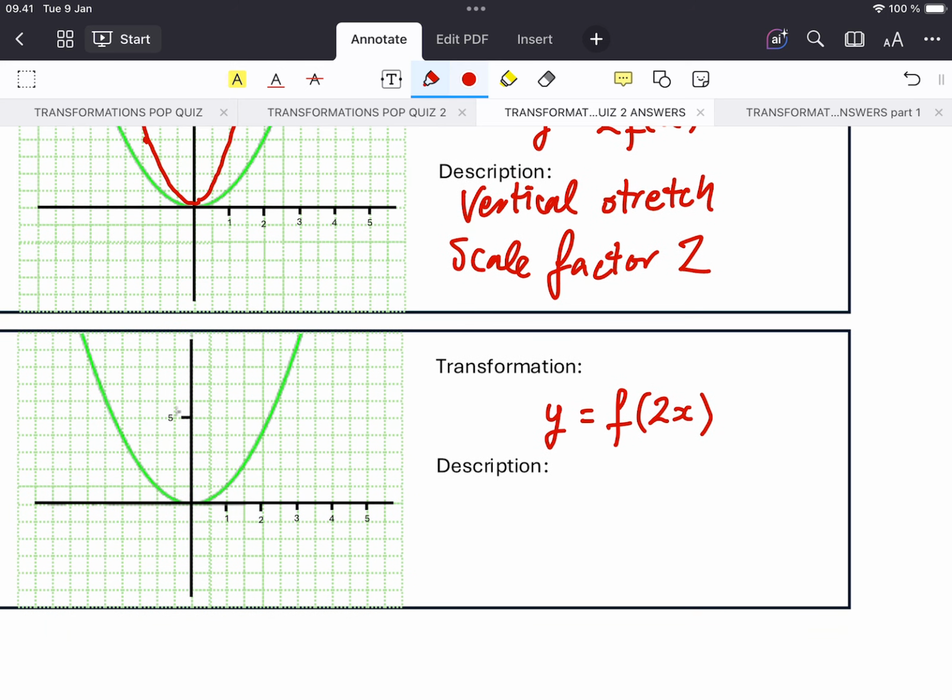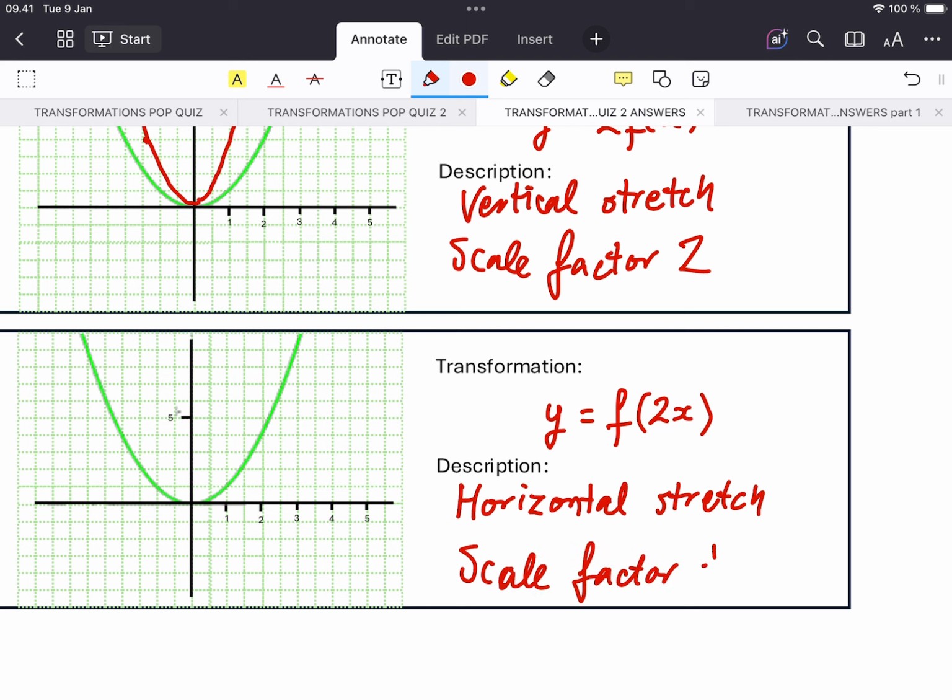Now, if you do f of 2x, then it's going to squash it by a factor of a half horizontally. So you're going to get kind of the opposite thing to maybe what you were expecting, and in the horizontal plane. Horizontal, so I'll still call it a stretch, but it's going to be scale factor a half.